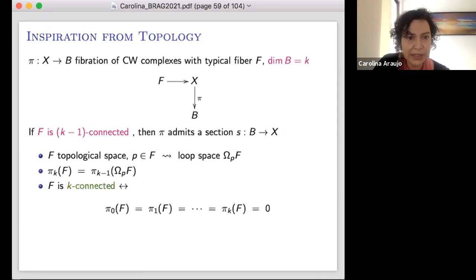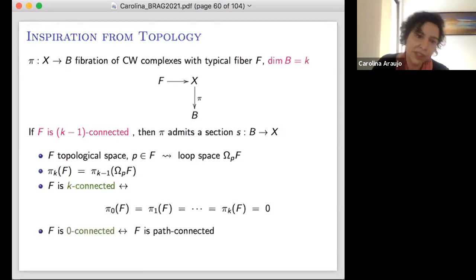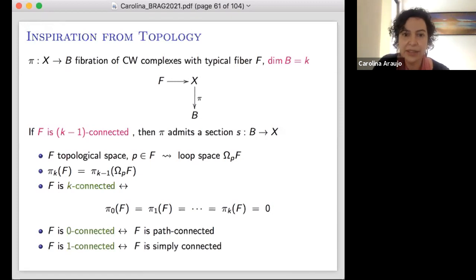And so, for instance, for a fibration over a one-dimensional base to admit a section, we have to require that F is path connected. So 0 connected is just path connected, 1 connected is just simply connected, and so on. And now what I would like to notice is that the answer to the problem in topology is very well known. And actually this gives us an approximation to a possible answer in algebraic geometry as well.